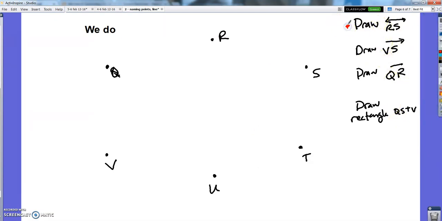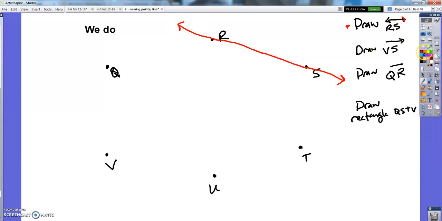So in red here, I'm going to draw a line. It's supposed to be a line symbol. I'm going to draw a line RS. So I'm going to find R and S, and I'm going to draw not a line segment, but a never-ending line through them like that. That is line RS.